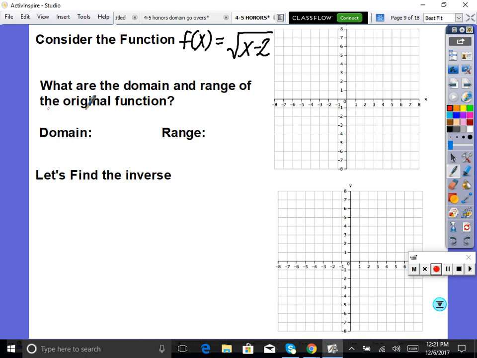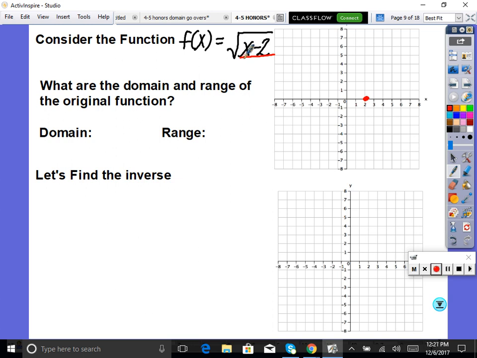What are the domain and range of the original function? Well, you have to know how to graph these. So this is shifted right 2, and then there's nothing added out here, so it was shifted up or down none. So everybody look, right 2. Now look, we can plot points to graph this.